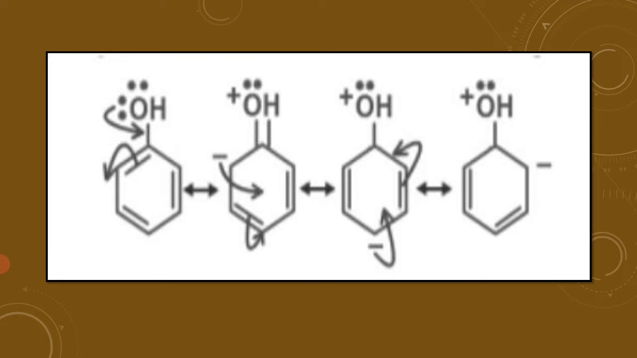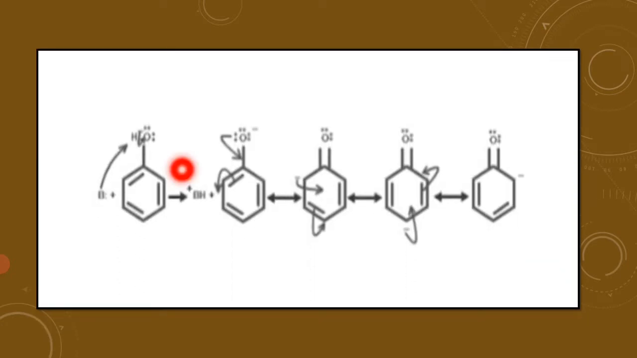The resonance effect creates a positive charge on the oxygen atom in phenol, weakening the oxygen and hydrogen bond and allowing the proton to be released. So deprotonation of phenol initiates the formation of the phenoxide ion, which also exists as resonance structures. This is the phenoxide ion, where there is a formation of several resonating structures.